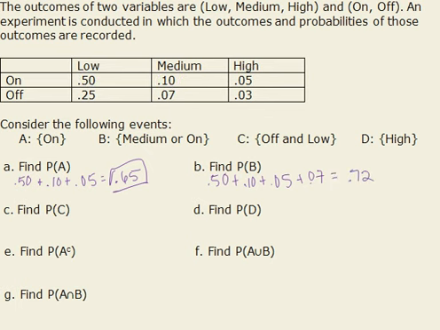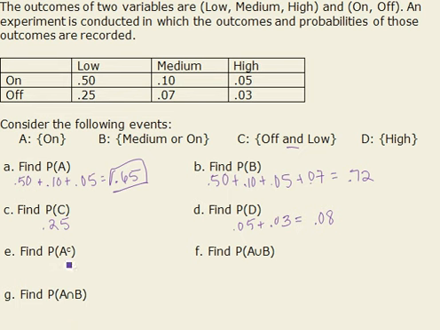The probability of C is the probability of off and low. So being off, we look at that row, then we look at the probability of low, and that probability is 0.25, and we don't have any math to do there. The probability of D is the probability of being high. Well, then we look at that column and see that we have 0.05 plus 0.03, which is 0.08 for probability.